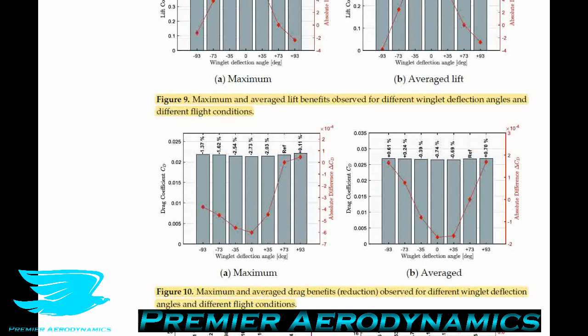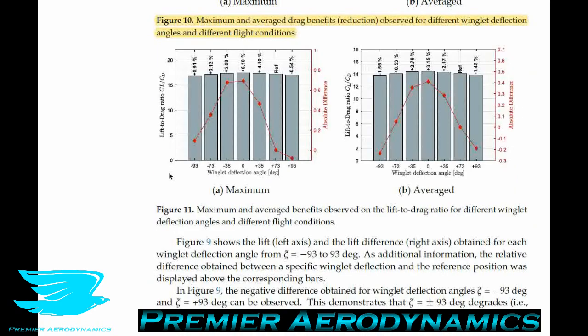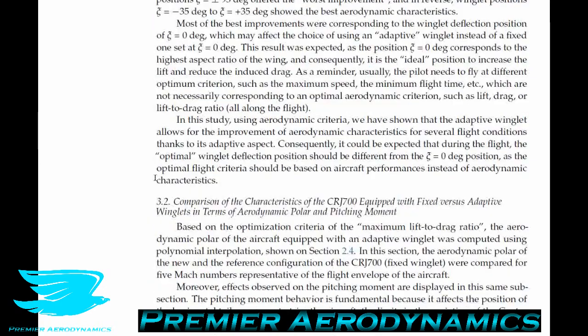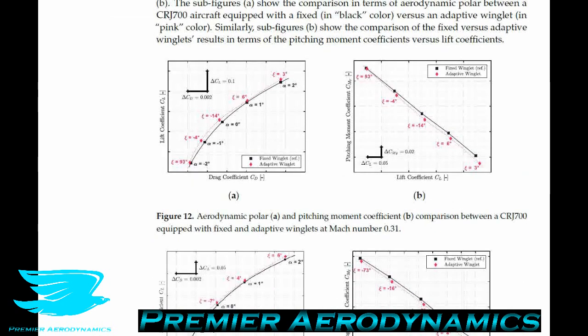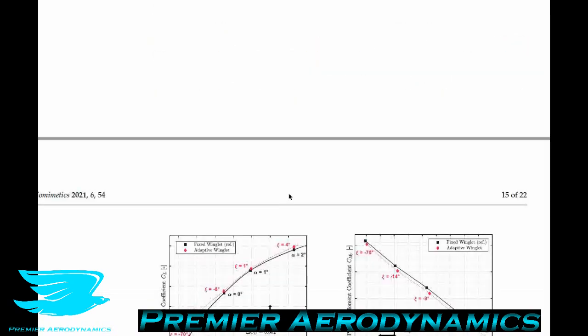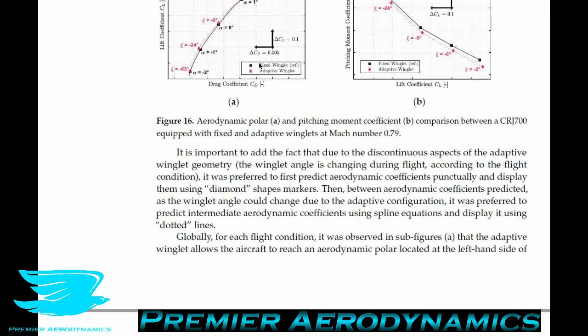So let's move on from here. I think that it's mainly just errors in the CFD. Let's move on to the drag polars just to see what they look like. So let's go down a little bit here. Figures 12 to 16 show the drag polars of the CRJ 700 at different velocities ranging from Mach numbers of 0.31, which is this one here, all the way up to 0.79, which is up here.